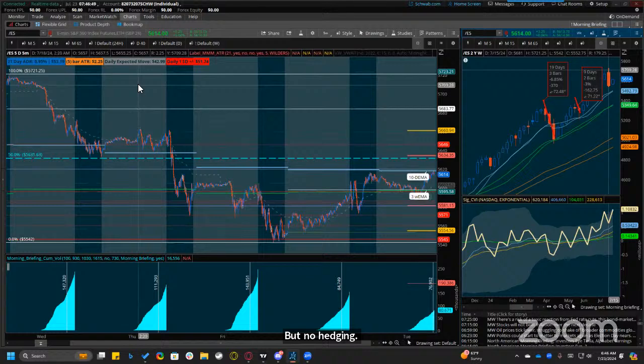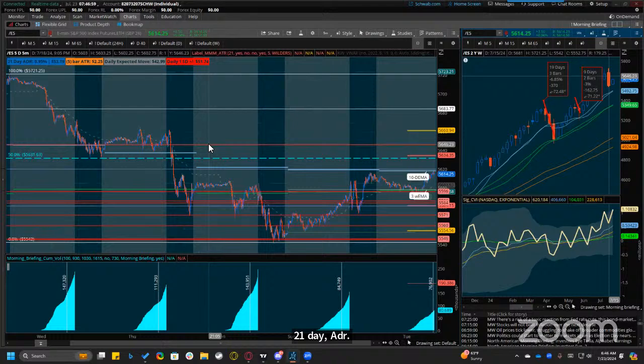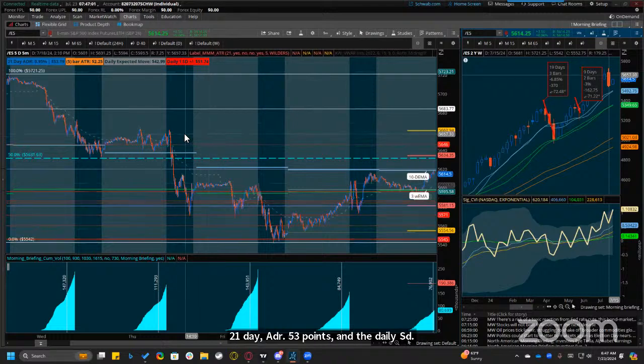The daily expected range is 43 points. It's interesting how low that is. 21-day ADR, 53 points, and the daily SD is, call it 52. We'll give them a tick.